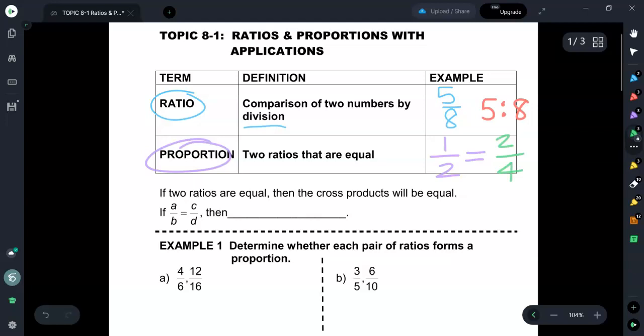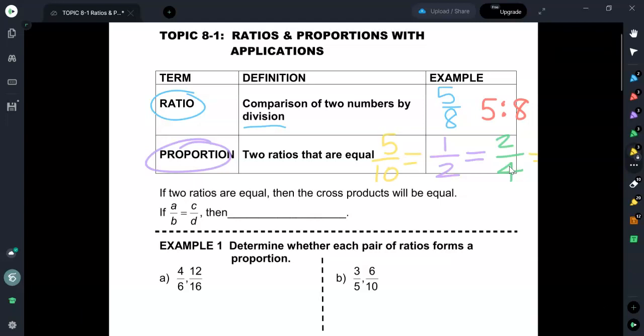Here are 2 equal ratios. 1/2 is equal to 2/4. Those are the same ratio. They're written in different formats, but they are the same ratio. If I wanted to keep going and do another one, what about 5 out of 10? 5 out of 10 is also a ratio that is equal to 1/2 and 2/4. So you can have 2 ratios that are equal that are written in different formats.